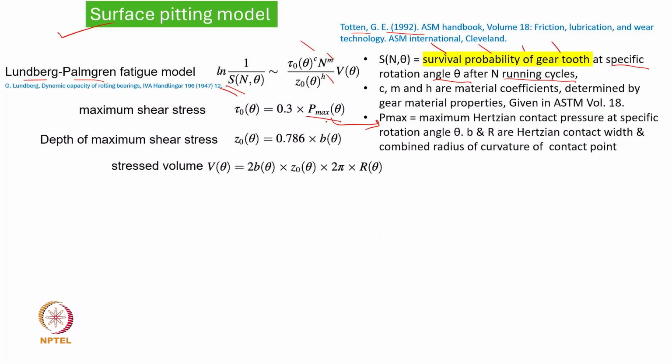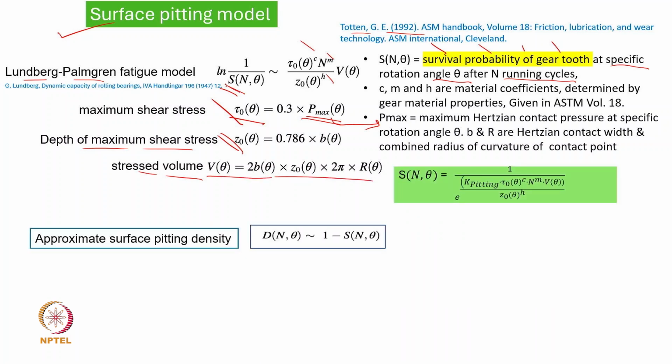Based on the Hertzian equation, P maximum, we can find out what the maximum shear stress will be. Again, this is an assumption. So here they are taking another assumption: what will be the depth of the max shear? That's another assumption. And then the stress volume. So they can find out these values. When you substitute and equate, they use a constant, the way we were using initially the Archard constant. Same thing, they are now using K pitting. That's a constant. And because of the logarithm, the overall expression comes out as an exponential.